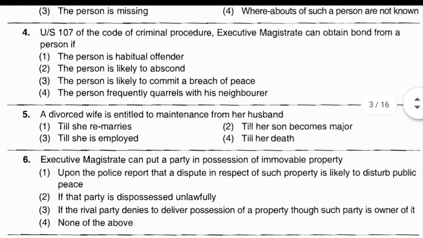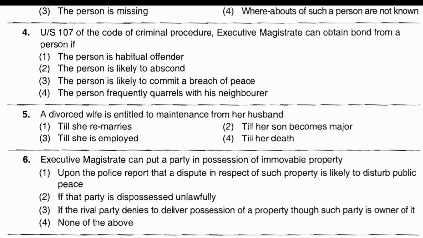Now question number 4. Under section 107 of the Code of Criminal Procedure, an executive magistrate can obtain a bond from a person if option number 1, the person is a habitual offender. Option number 2, a person is likely to abscond. Option number 3, the person is likely to commit a breach of peace. Option number 4, the person frequently quarrels with his neighbor. And the correct answer is option number 3, the person is likely to commit a breach of peace.